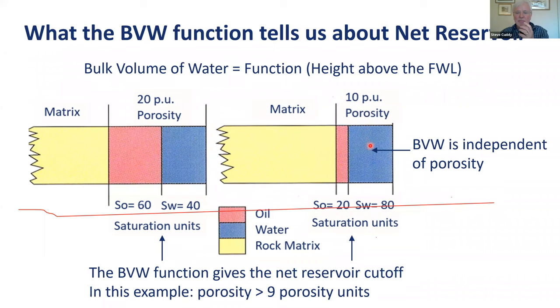The water was in the reservoir first and is going to stay there because of the capillary forces. The hydrocarbon can only come in and take over the porosity where the rock doesn't have water. So what does this tell us? It says in this part of the reservoir, we've got a lot of hydrocarbon. And in this one, we've got less hydrocarbon. So in this case, the net cutoff is 9 porosity units, just in this example.